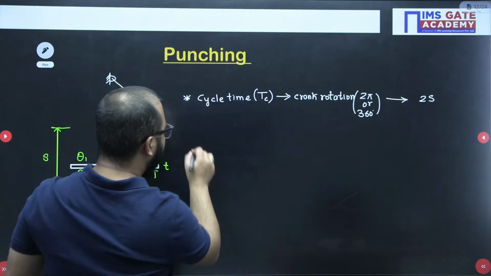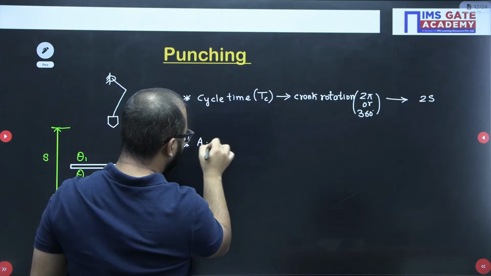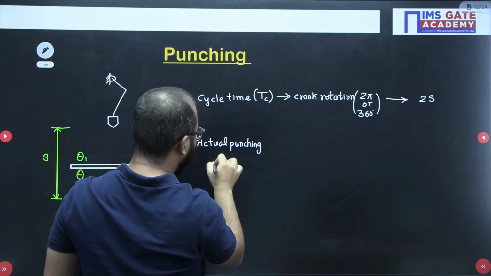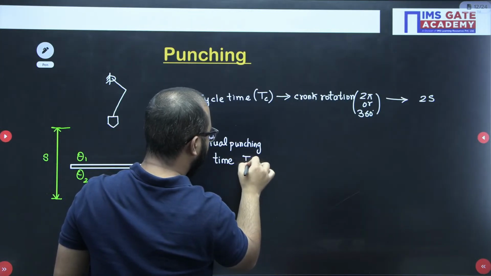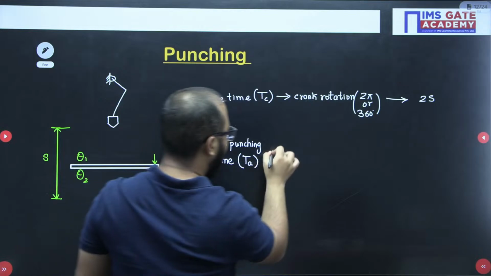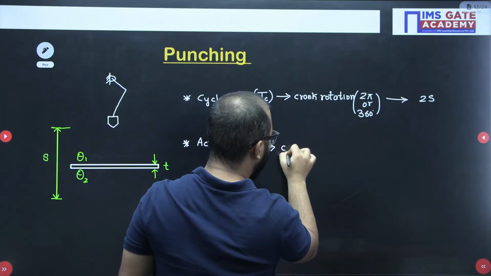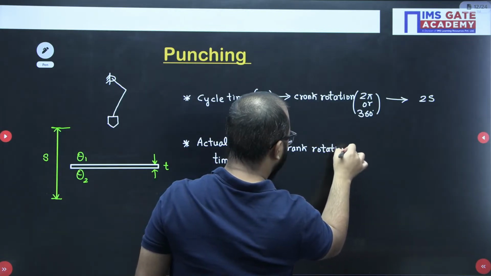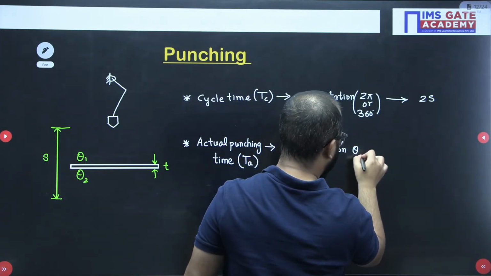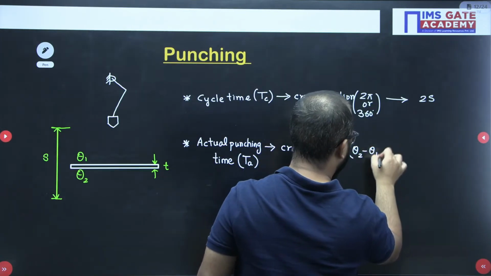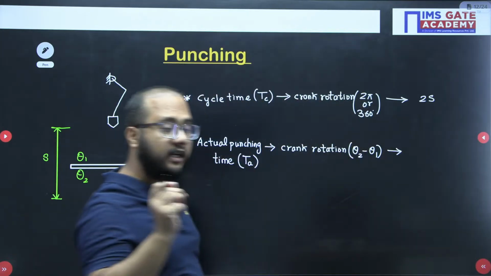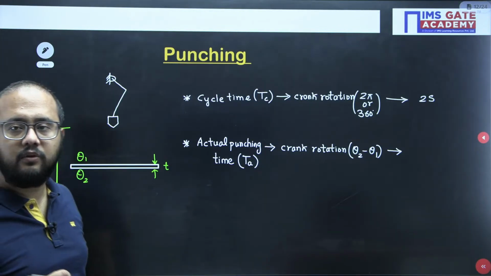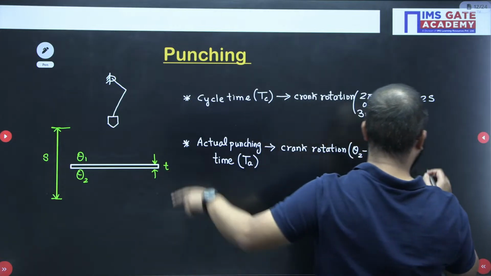Fine. Now, when actual punching happens, the actual punching time will be represented by TA, right? So the crank rotation will be theta 2 minus theta 1. Just take the difference, theta 2 minus theta 1, whatever the angle turned by the crank for that particular punching only. And how much distance is the tool going to move? Tell me. That is the plate thickness, T.